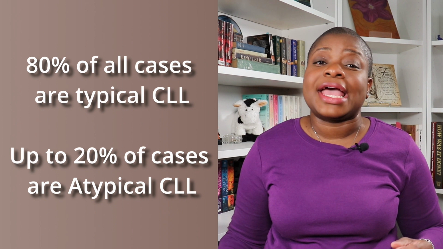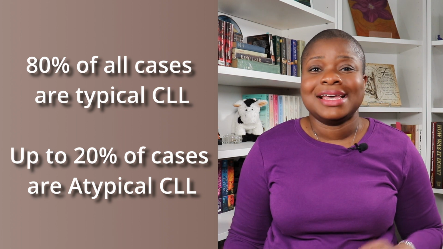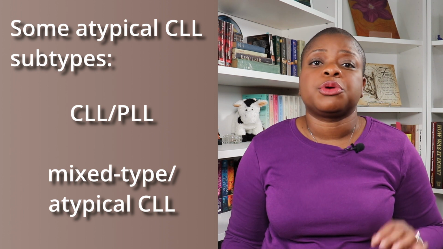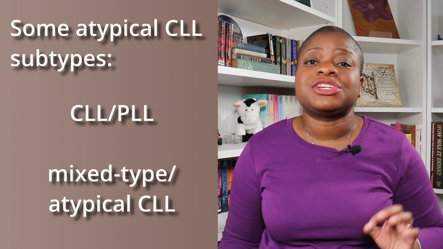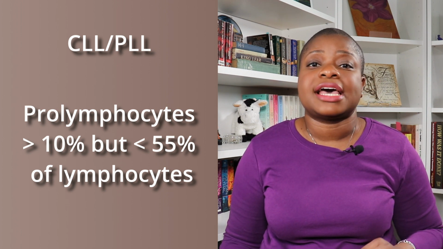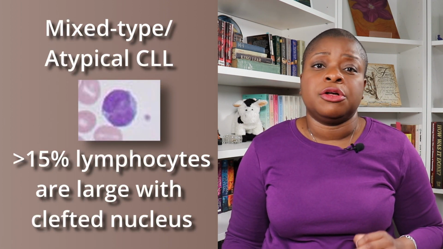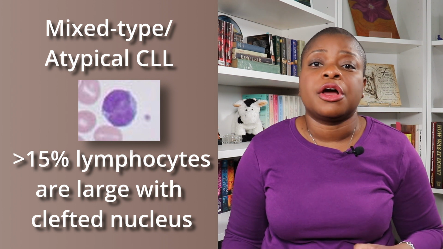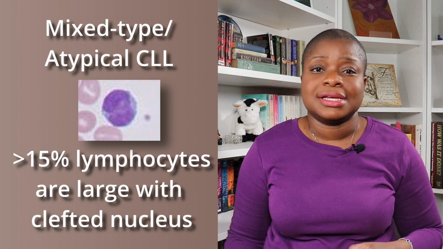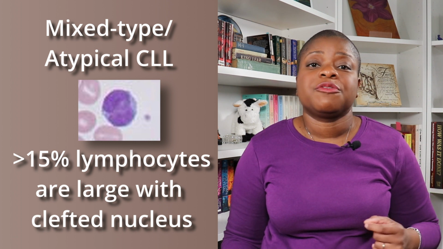Typical CLL accounts for 80% of all cases, with atypical CLL seen in 20% of patients. Some subtypes of atypical CLL are CLL/PLL, where PLL stands for pro-lymphocytic leukemia, and a mixed type/atypical CLL. For CLL/PLL, pro-lymphocytes are greater than 10%, but less than 55% of the lymphocytes. With mixed type/atypical CLL, greater than 15% of the lymphocytes are large, atypical, or abnormal forms that have nuclear indentation or clefts. Atypical CLL may be identified at diagnosis or develop over time from typical CLL.